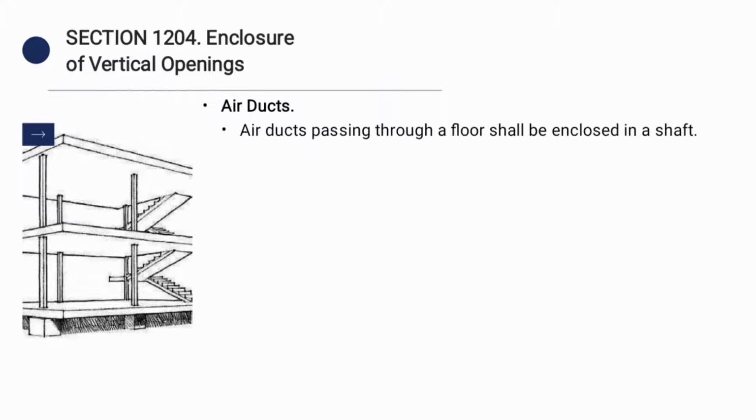And for the air ducts, so the air ducts passing through a floor shall also be enclosed in a shaft. So kadalasan sa mga air ducts sa group A occupancy, di ba sa group A kanang mga dwelling units, it should not be enclosed in a shaft if conforming to the mechanical provisions of the code.